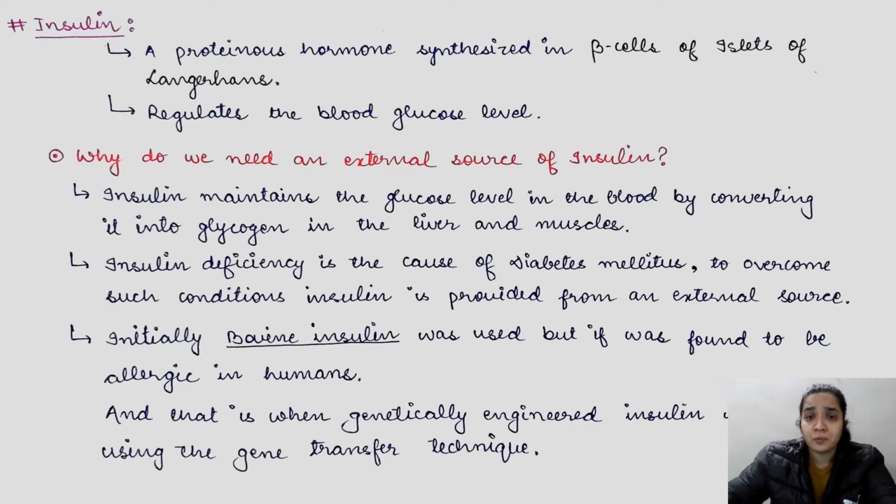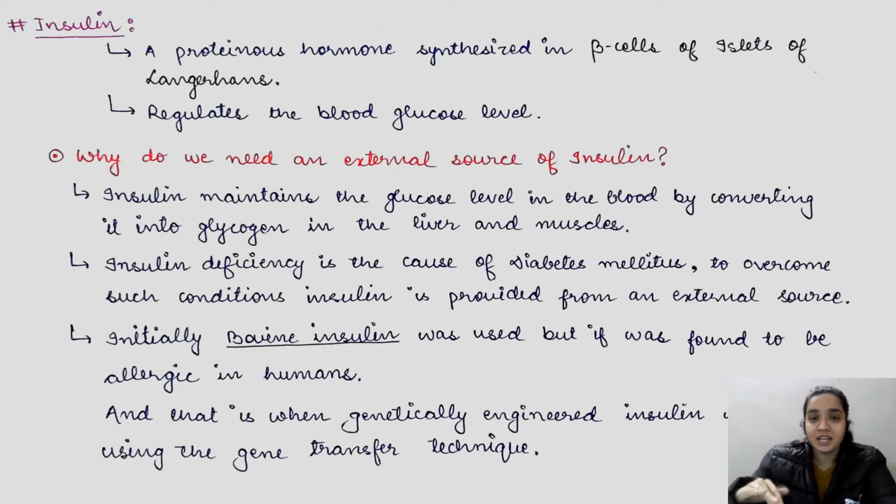The first question which might arise in our mind is why is there a need to produce this genetically engineered insulin? Why do we need an external source of insulin? As I've already told you, insulin regulates the blood glucose level. So any deficiency in insulin will lead to a higher blood sugar level causing diabetes mellitus. In such conditions, to reduce the glucose level in our blood, or for that matter to cure diabetes mellitus, insulin from external sources is required.